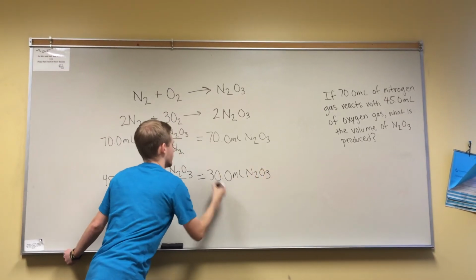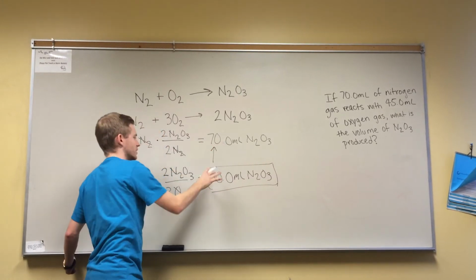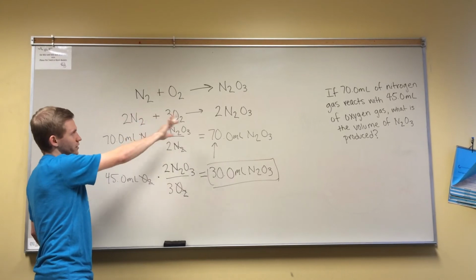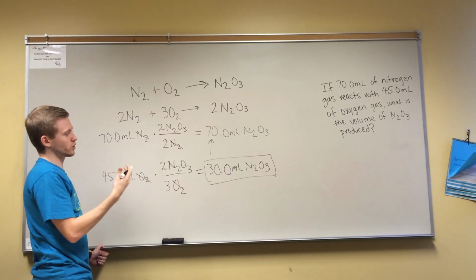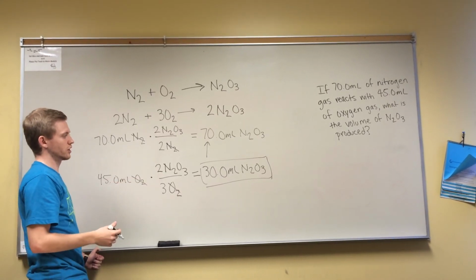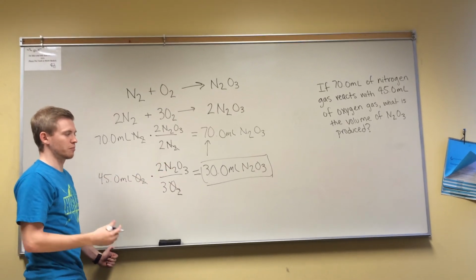N2O3. This one right here, being less than this one, is the limiting reagent, or I should say the O2 used in this reaction is the limiting reagent. And so the actual volume of gas N2O3 produced is limited by that reagent, and therefore it's 30.0 milliliters.